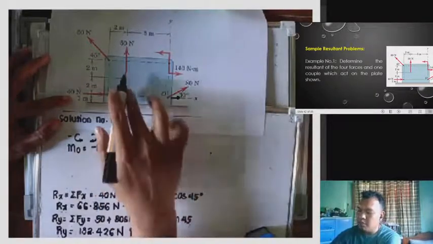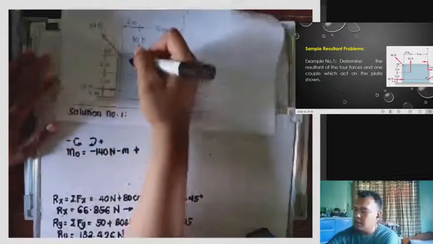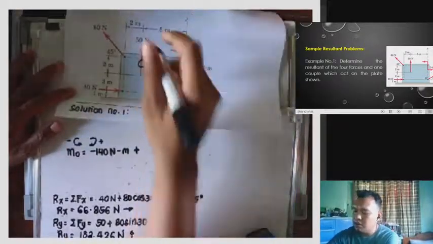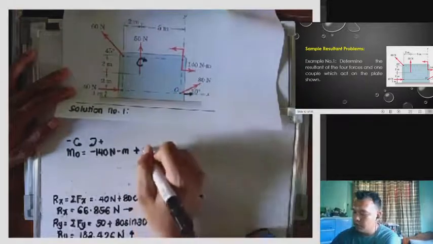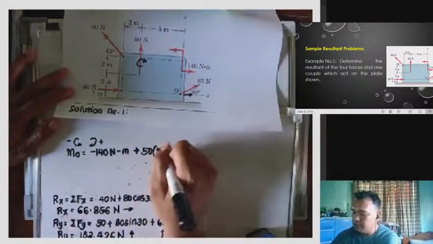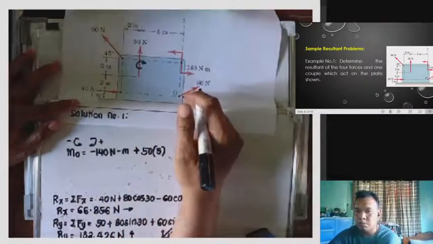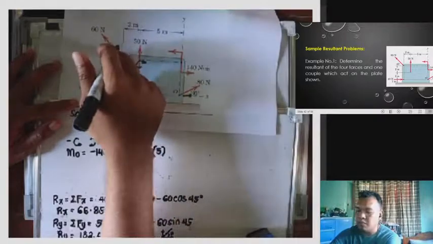Plus, ito, pag pinapunta natin dito, pag ganyan yung ikot niya, pag ganyan yung galaw, para makapunta sa O, we have here 50 times perpendicular distance na 5. Then ito, pass through din po siya sa O, so hindi na siya mag-moment. Ito na lang po ang pag-moment natin.